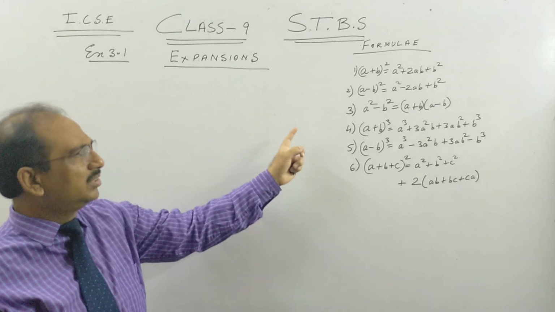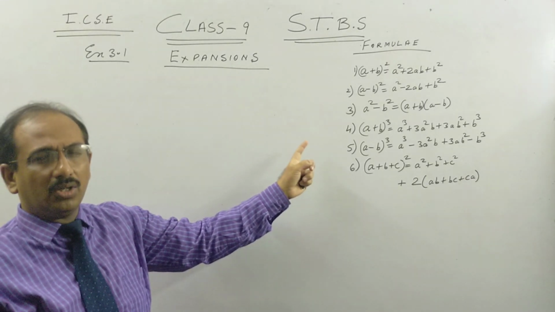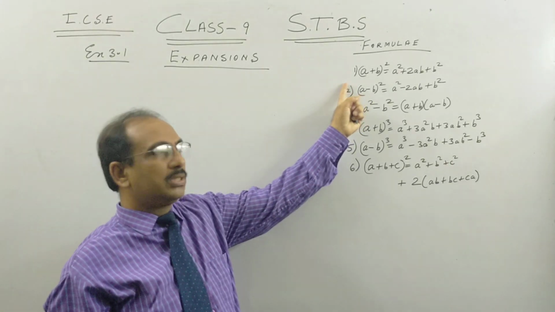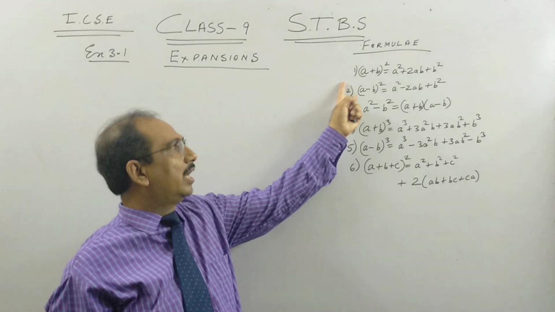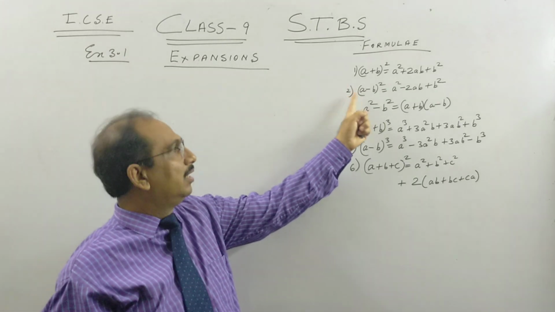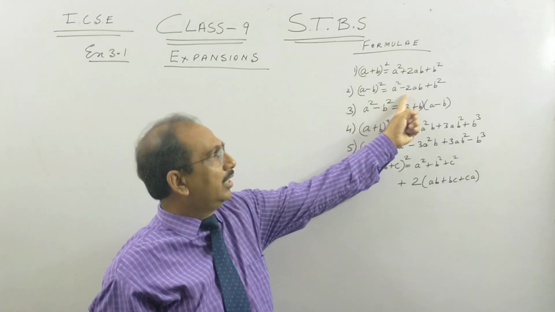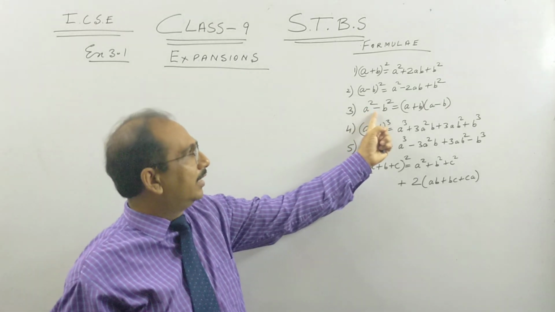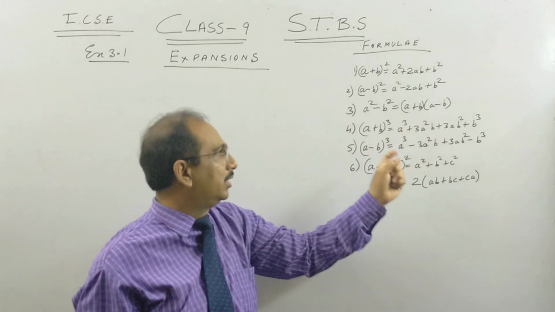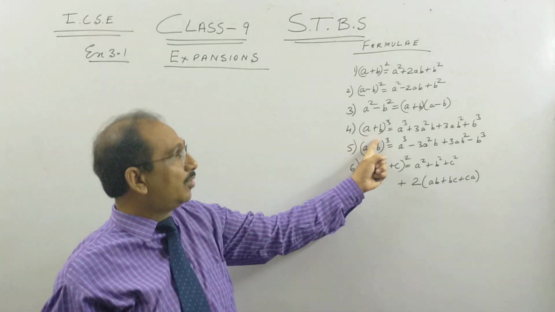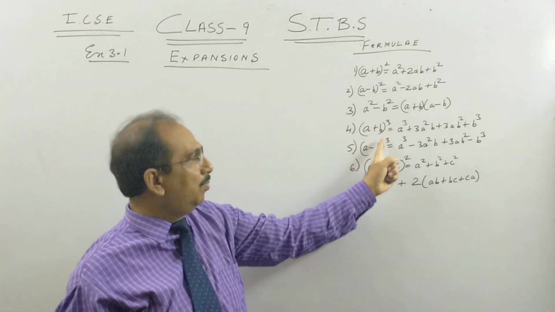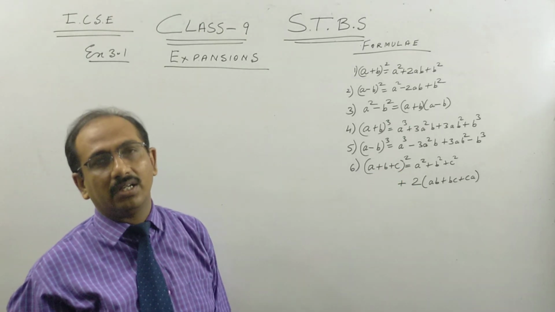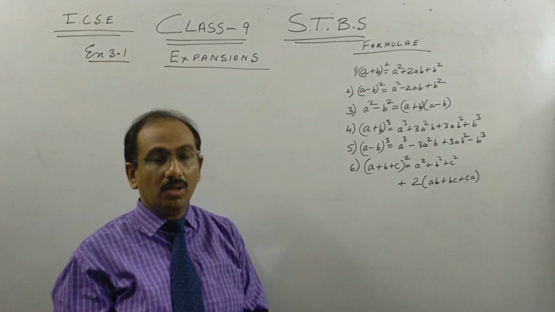Just to recap, a few of the things you have done in your class 8: a plus b whole square is a square plus 2ab plus b square. A minus b whole square, here it becomes minus. This is very common, widely used. A square minus b square is (a plus b)(a minus b). Something more basic: the cubes formulas, a plus b whole cube, a minus b whole cube, and the square of three things. Children, I'll teach you all these three when I do the sums.